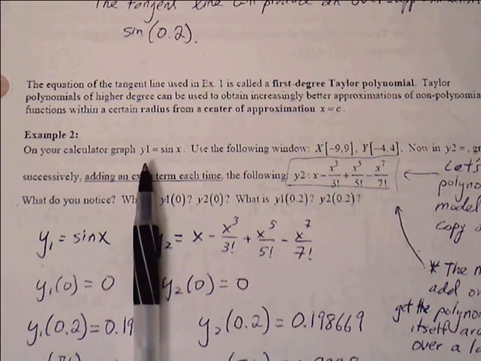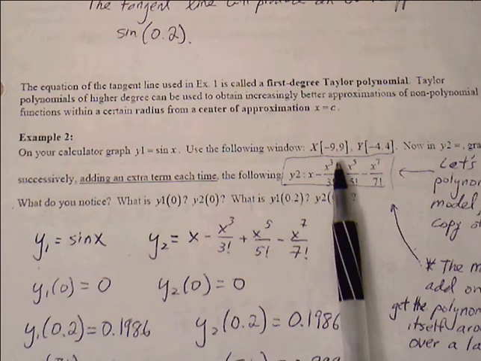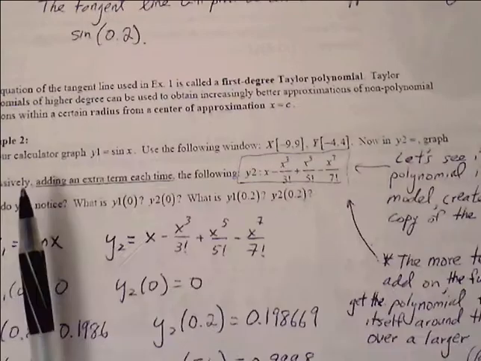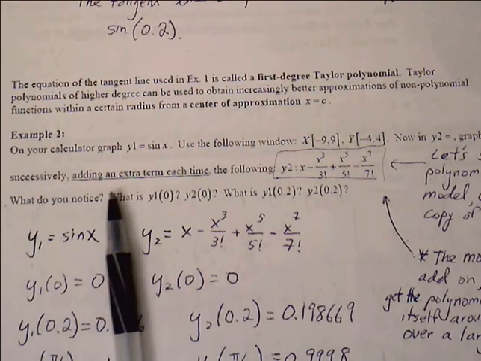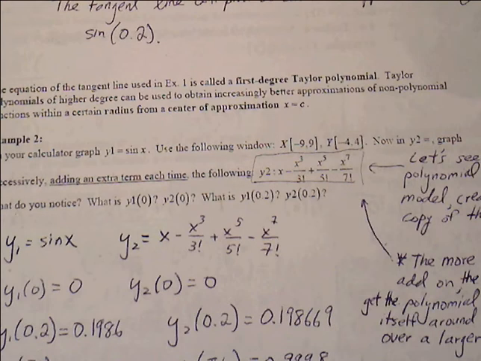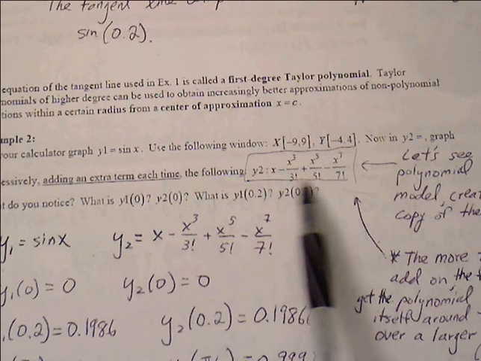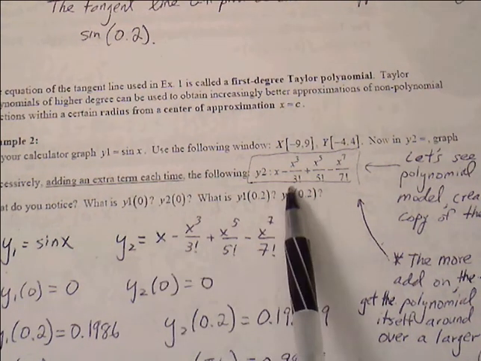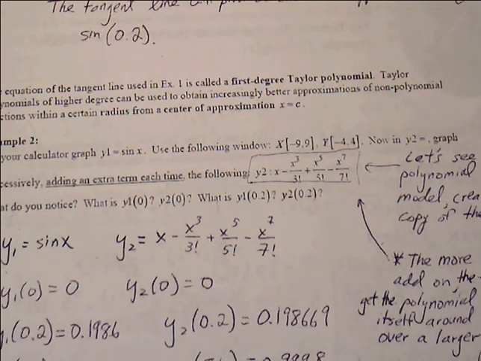So looking at example 2, on our calculator, if we graph our sine graph and put that information within a certain window in our graphing calculator, and then in y sub 2, we're going to successively add more terms each time, and we're going to increase the degree. So in this case, let's say we're using a polynomial of 7th degree of this function. And if we were to plug sine of x and this polynomial in, we can see that our polynomial will do a much better job of matching the graph of our sine curve.